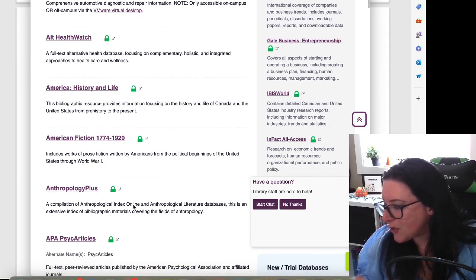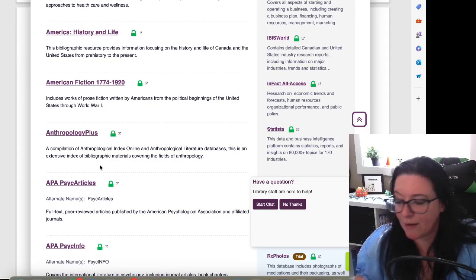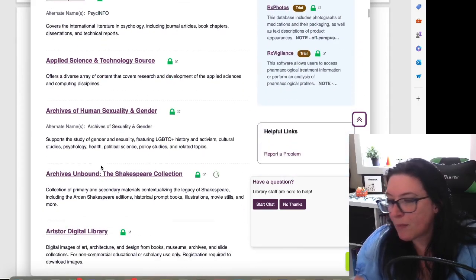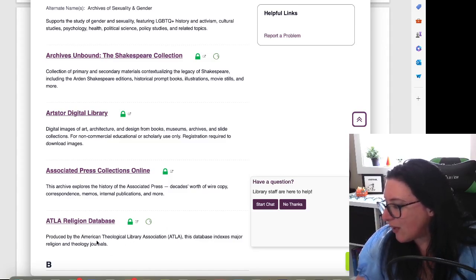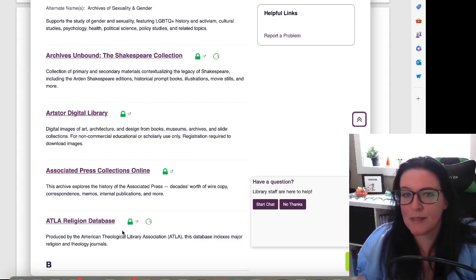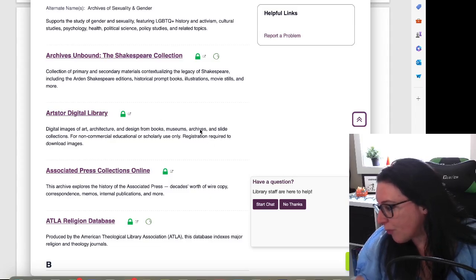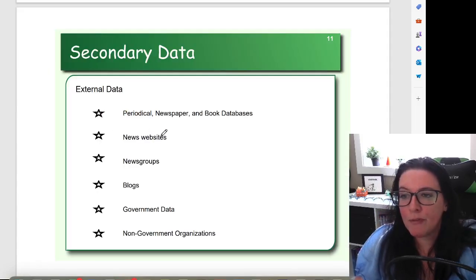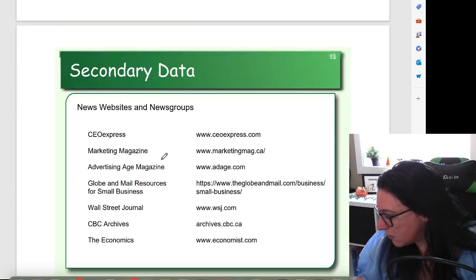And then we can get information related to articles published by the American Psychology Association. We can get information on literature. So there's quite a number of databases that would provide you information depending on the topic that you're researching. This one here is from the Theological Library Association related to religion. So all kinds of different databases where information has been collected for another purpose that might be relevant to your research project. You can get information from news websites, from news groups and blogs, and some examples of some blogs are here.